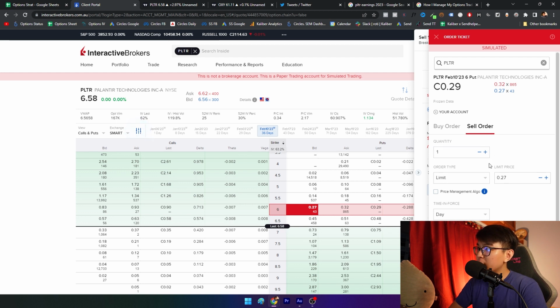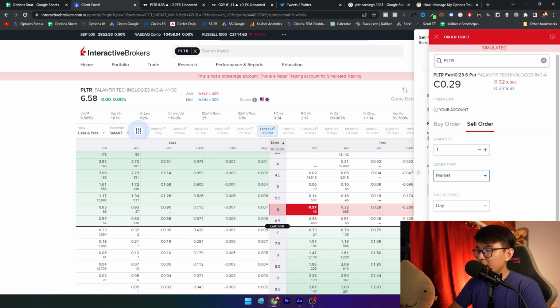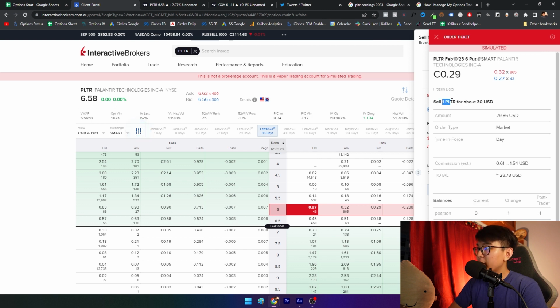Quantity, just click one. Order type, I think is fine. You can click market order. Time in force, I think it's fine. So the next thing you'll click is preview. Sell one Palantir for about 30 USD. Order type market, time in force day. Commission, this is the amount of commission that you need to pay to the broker for this transaction to occur. And total, $28.78. This means that I will collect $28.78 for one contract.